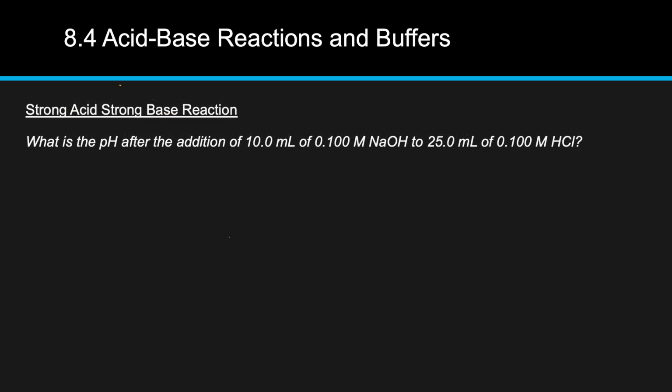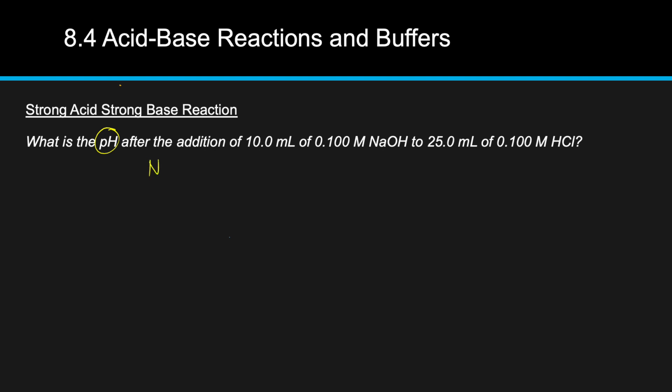Let's do a practice problem with a strong acid and strong base. So it says, what is the pH? So I'm solving for pH after the addition of 10 milliliters of 0.1 molar NaOH to 25 milliliters of 0.1 molar HCl. So let's start with our equation.